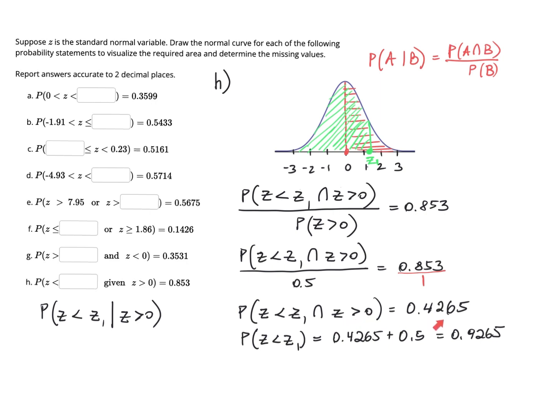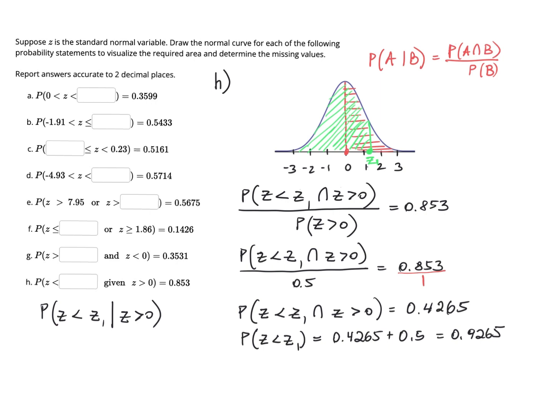of 0.4265. Please notice it means that when I draw this curve and I get this interval z less than z sub 1, it's this unknown point z that has a lot of area to its left. I shaded that area in green. And at the same time, z greater than 0. So 0 is here. I shade everything to the right side of it in red. This intersection will be this chunk where both of these intervals are intersecting.